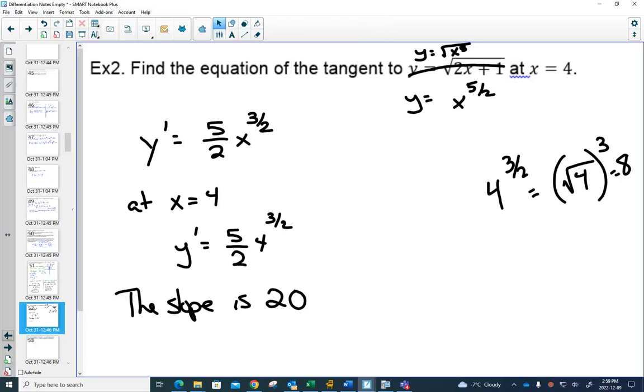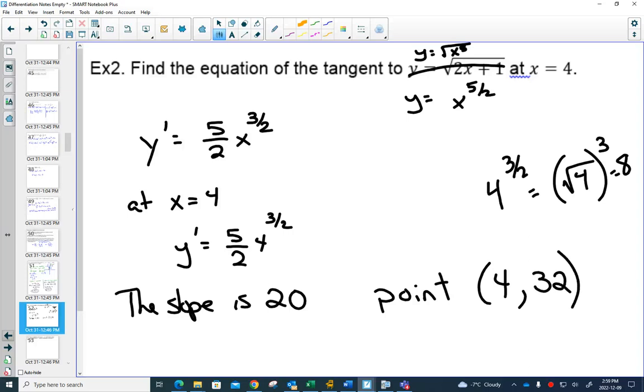Okay? So now we have our slope. We need a point. Well, it's going to be at x equals 4, so it's going to be 4 comma something. What would happen if you plug 4 in to x to the 5 halves? I would do the square root first, which would give you 2. 2 to the 5. 4 comma 32.